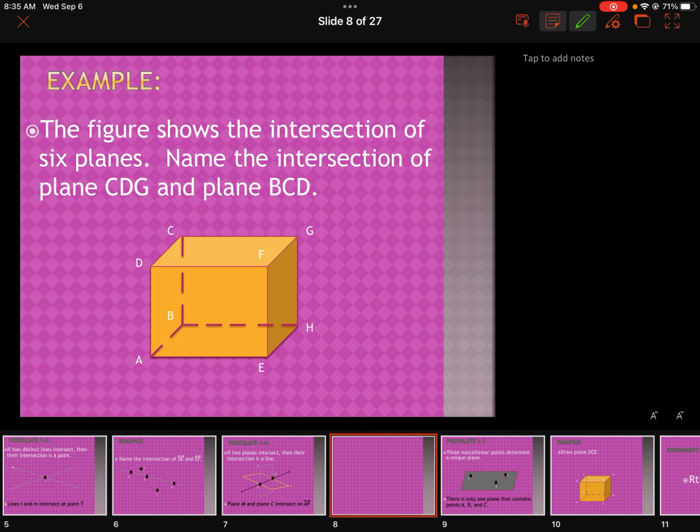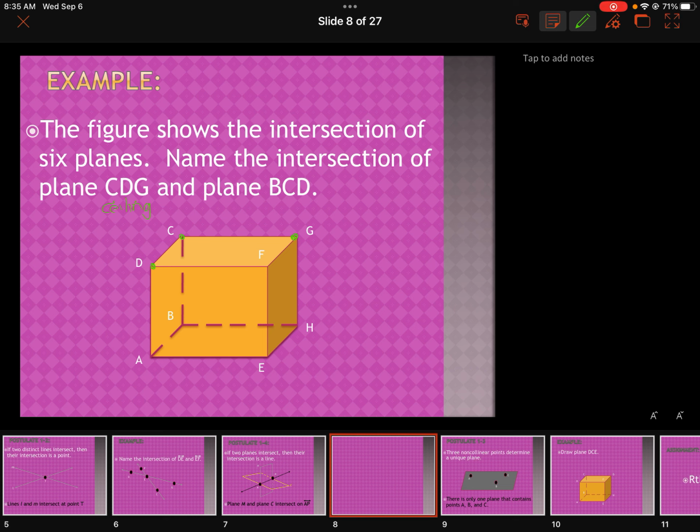Let's take a look at an example using this postulate 1.4. This figure shows the intersection of 6 planes. Name the intersection of plane CDG and plane BCD. So remember, you name planes with 3 letters. Where does plane CDG live? Find point C, D, and G. Is that the front wall, the back wall, left wall, right wall, ceiling, or floor? That's the ceiling. All 3 points live on the ceiling.